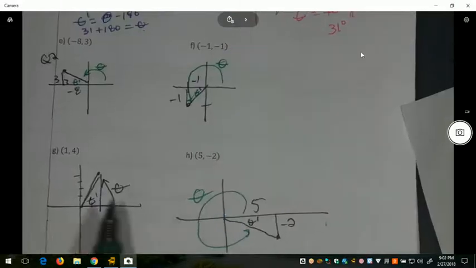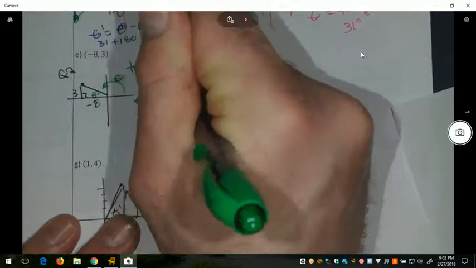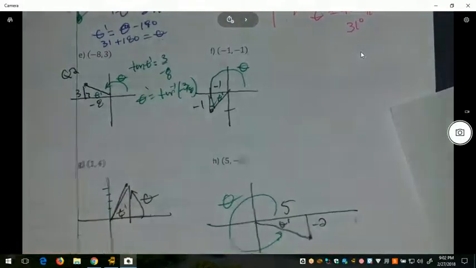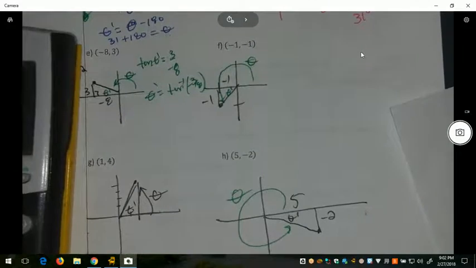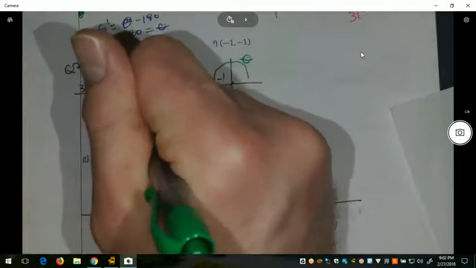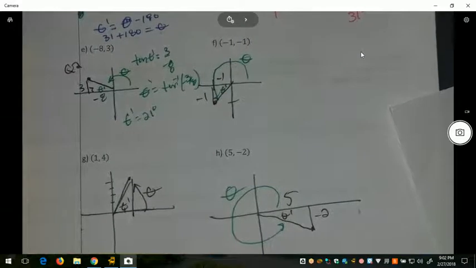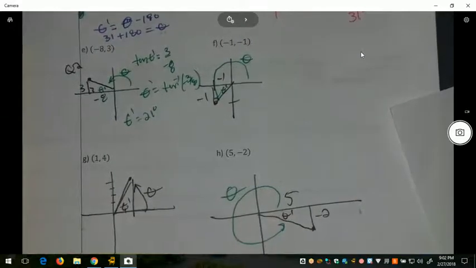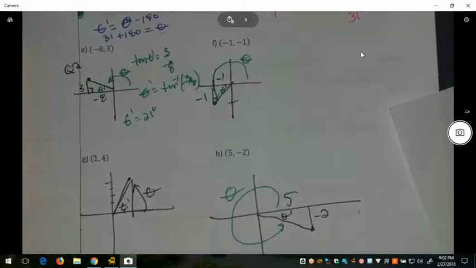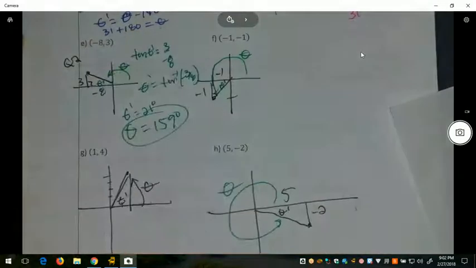All right, let's take a quick look at these. Here's our picture of negative 8/3. Tangent of theta prime equals 3 over negative 8. If I do tangent inverse of negative 3/8, you can do it as positive if you want, that's fine. Tangent inverse of negative 3/8 gives me negative 21 degrees. So theta prime is 21 degrees. If I'm looking at it as a positive angle, I can do 180 minus 21, or I can do 180 plus negative 21, and I'm going to either way get 159 degrees for theta for letter E.